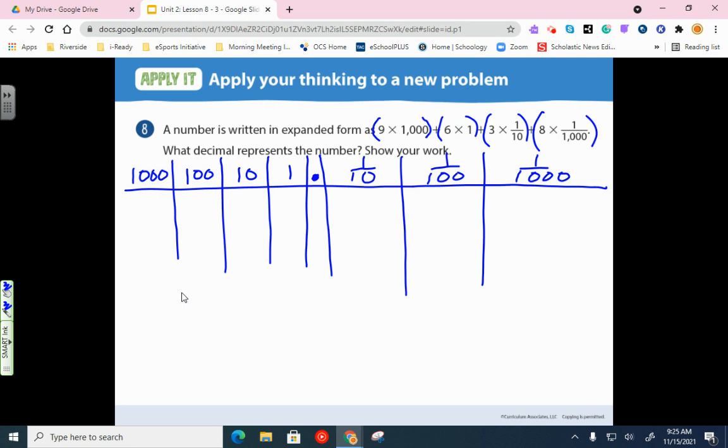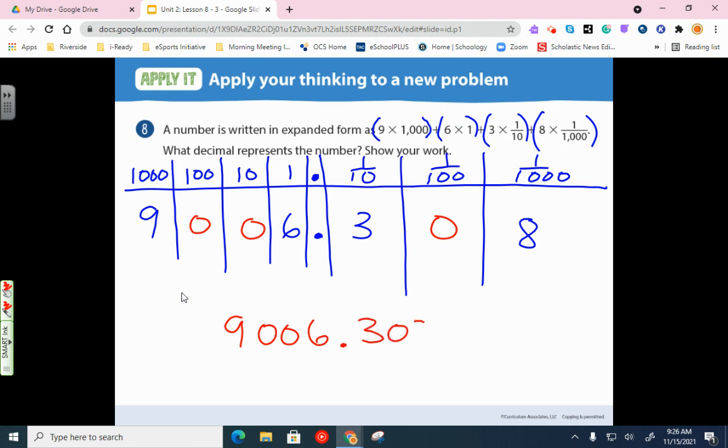So let's put in what we know. We know 9's in the thousands. We know 6 is in the ones. We'll put our decimal here. We see a 3 is in the tenths, and we see an 8 is in the thousandths. What we don't see are these other place values that weren't shown up here in the expanded form. So we just put in zeros here to fill in the gaps, and our final answer is 9,006 and 308 thousandths.